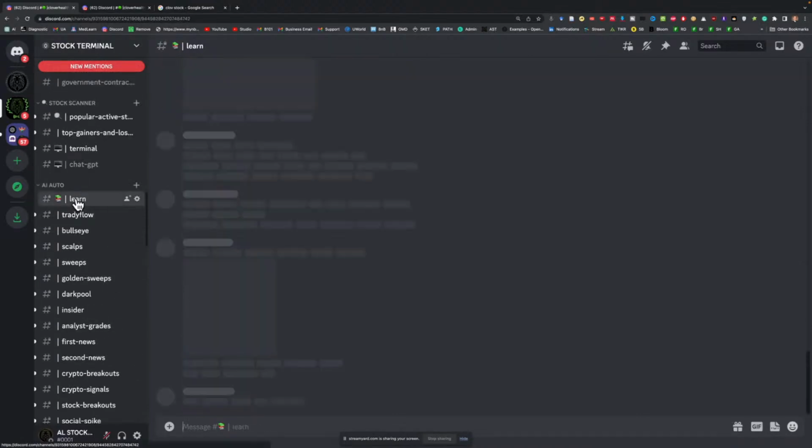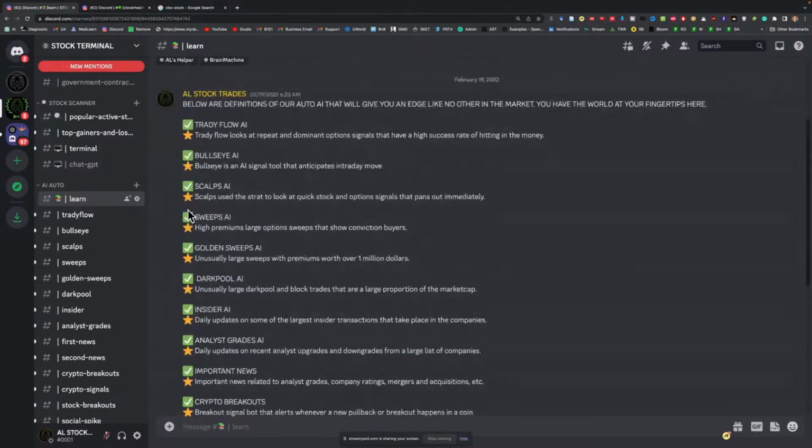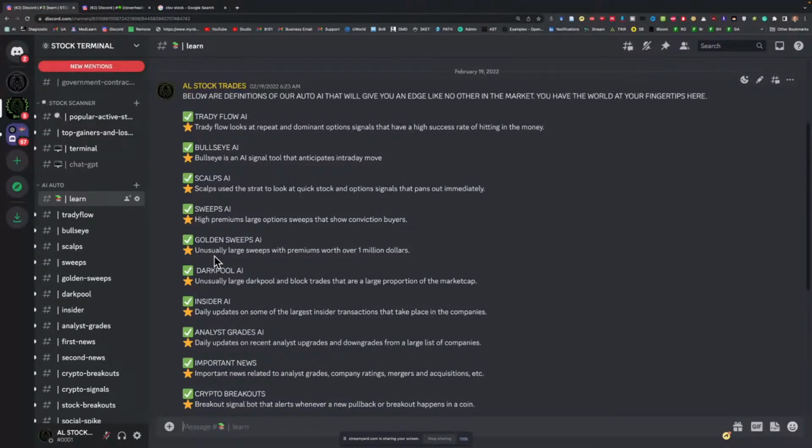Let's go ahead and show you here. We have this thing called Learn, right? And I give you a little quick description of what each data set will tell you. And the one that our member picked up on was this one here: unusual large dark pool and block trades that are a large proportion of the market cap, right?